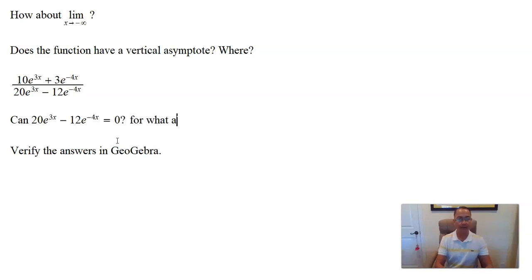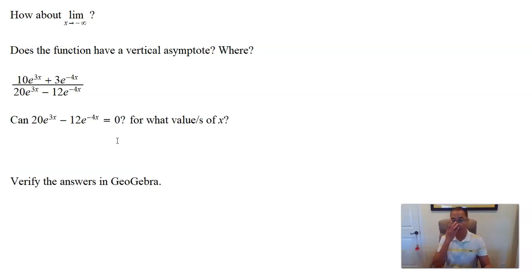For what value of x? Value or values of x? Remember, before we had two values where the denominator was 0. So this is great. This gives us an opportunity to solve an equation involving exponential functions. What do we want? We want that to be 0, so we'll move the minus 12e to the minus 4x to the other side. We get equals plus 12 e to the minus 4x.